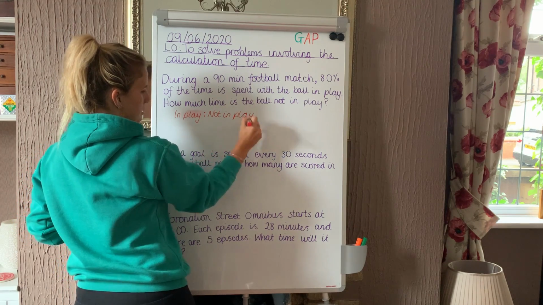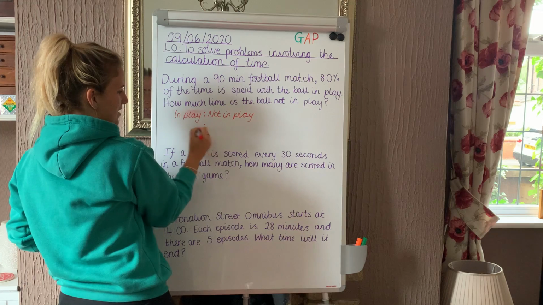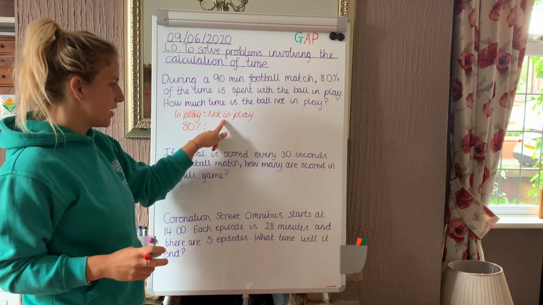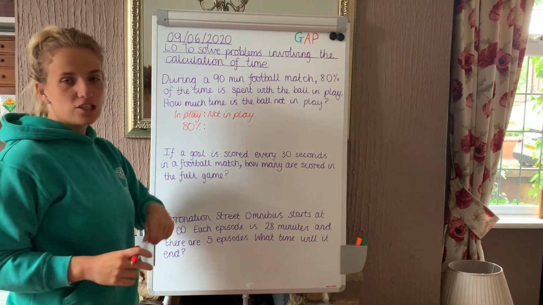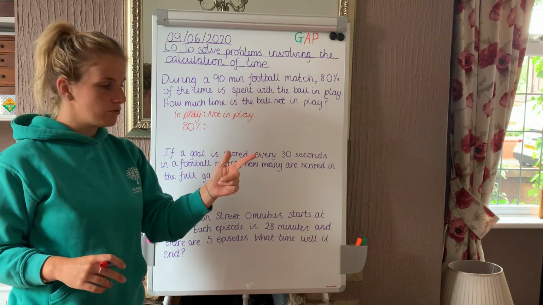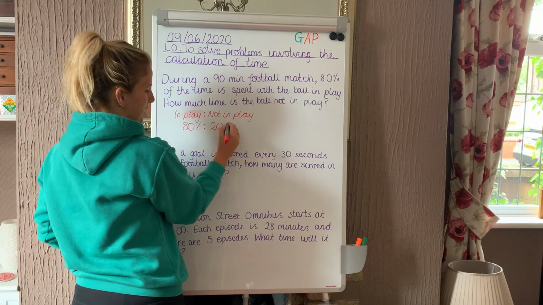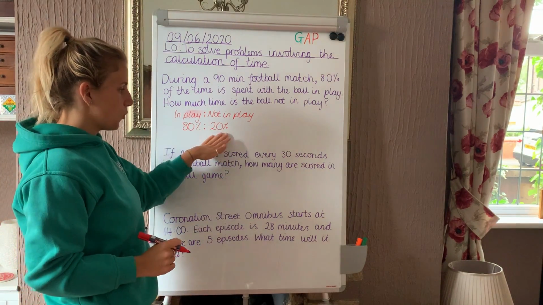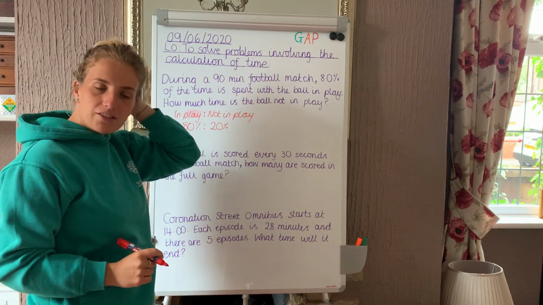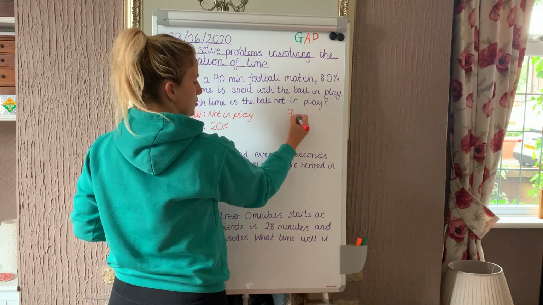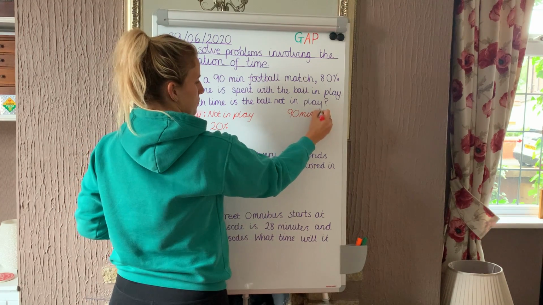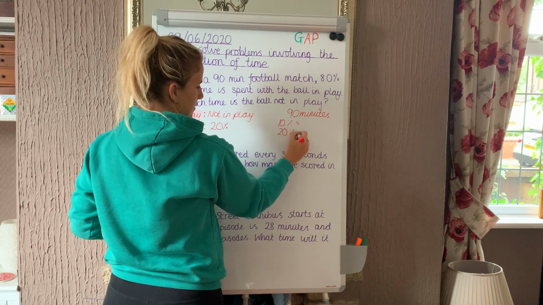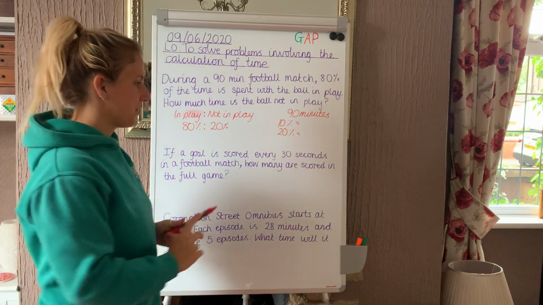Now as a ratio, we know that 80 percent is in play. So how much percentage is not in play? Well, if it's out of 100, from 80 to 100: 80, 90, 100. So we must have 20% of the game not in play, okay? Therefore, we need to calculate what 20% of a 90-minute football match is. Now we know how to do 20% because we know to find 10%, which will then help us to find 20%. Okay, pause the video and work that out for me.